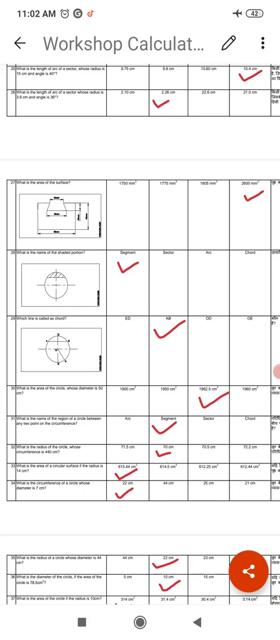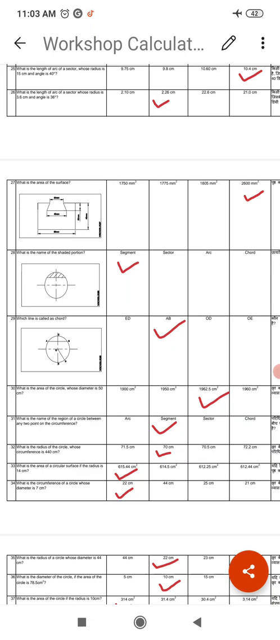Next, another question. What is the area of the surface? It's 2600 mm square. Next question. What is the name of the shaded portion? One figure in the question. Its answer is segment. Okay. What line is called a chord? Its option is AB line. It is just like a chord.